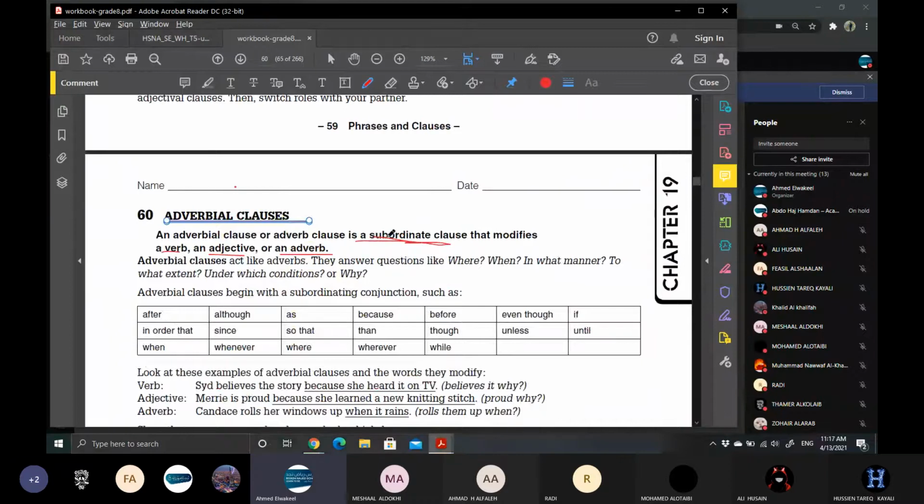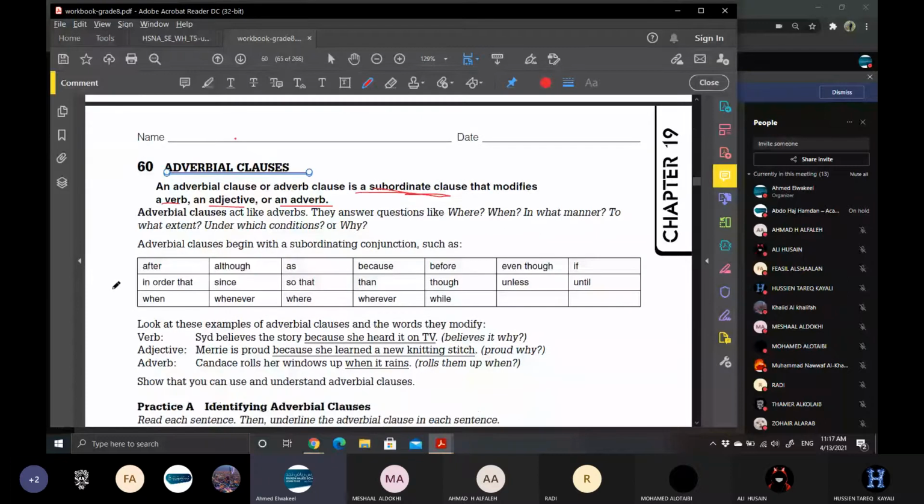And of course, to start these subordinate clauses, perhaps you will need some subordinating conjunction, like after, in order that, when, although, since, whenever, as, so, where, because, than, wherever, before, though, while, even though, unless, if, until, and even if. So all of these, once you find them, you just directly know the clause after them is a subordinate clause.